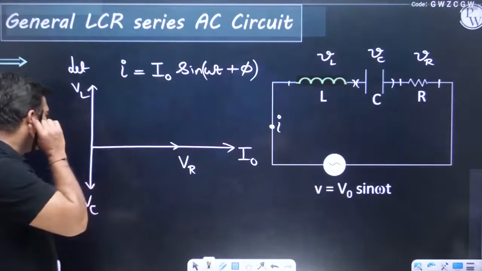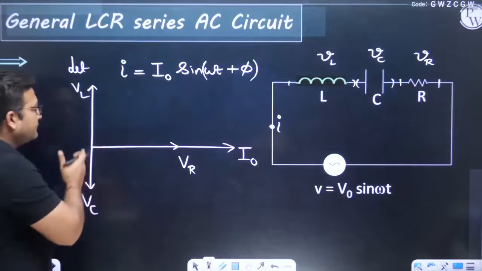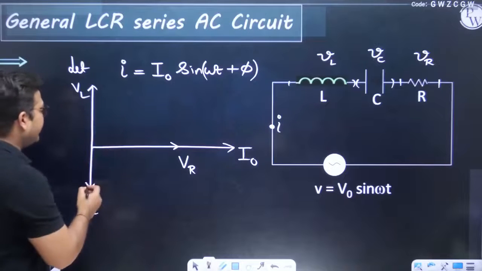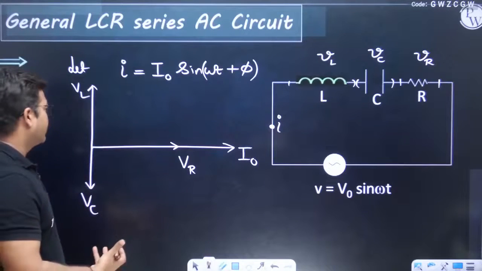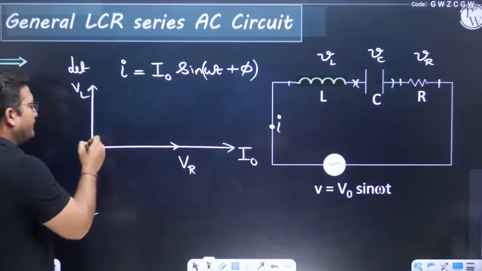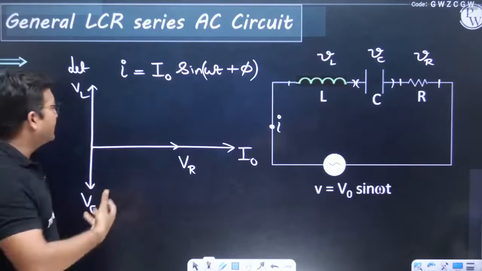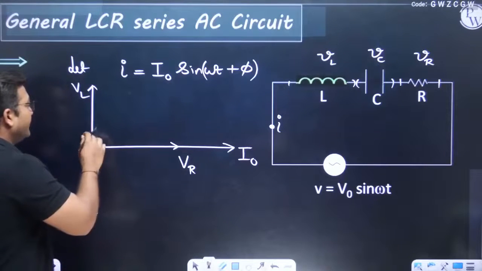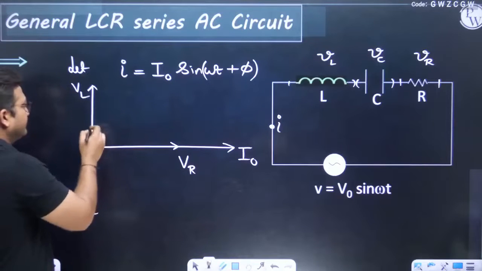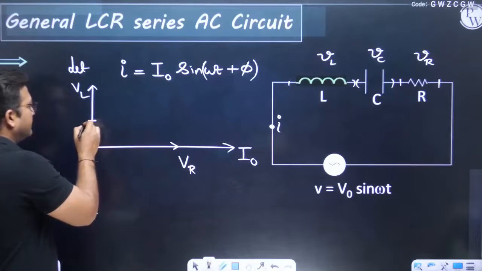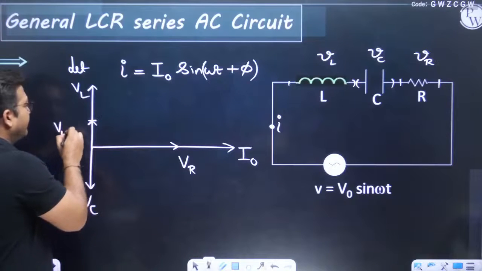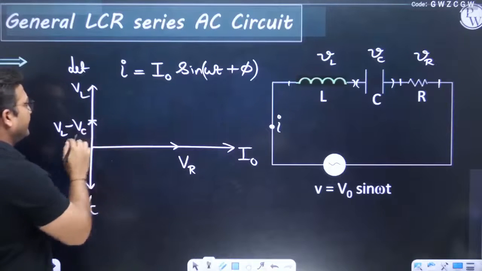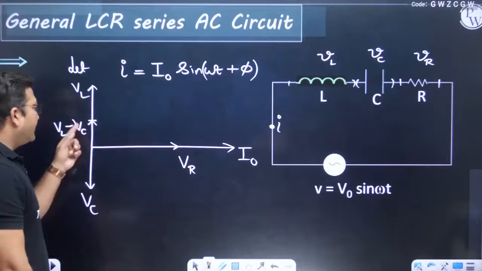Now we will first add these 2 phasors because they are in opposite direction. Actually, which is bigger, VL or VC? It depends upon many factors. But as they are opposite to each other, I'm assuming VL is bigger than VC. And if VL is bigger than VC, first we will add these 2. If I subtract VC from VL, I get this phasor as VL minus VC. So this is the resultant of these 2.